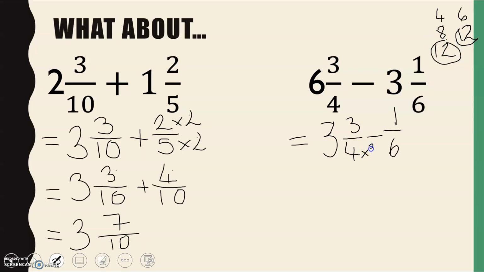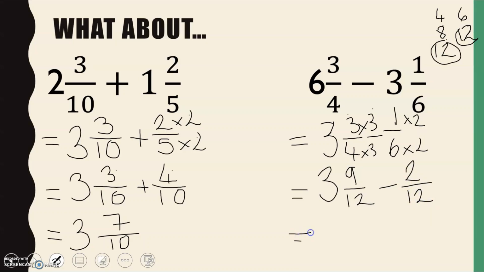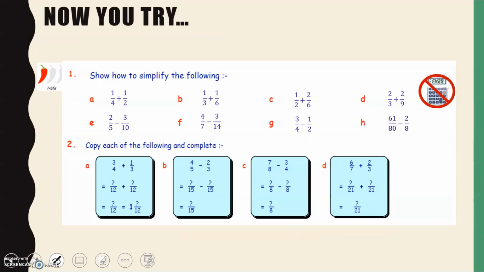Well, we can do that by multiplying by 3, so I need to times by 3 on the top. For my 1/6, I'm going to times by 2. So I need to times by 2 on the top. Now, like I said last time, my whole number does not change, so it's just going to stay as 3. But then my numerator 3 times by 3 is going to give me 9, and 4 times by 3 is 12. Take away that 1 times by 2 is 2, and 6 times by 2 is 12. So my 3 stays as a whole number. 9 take away 2 is 7 over 12, and that is my final answer there. Well done guys for sticking with me there.